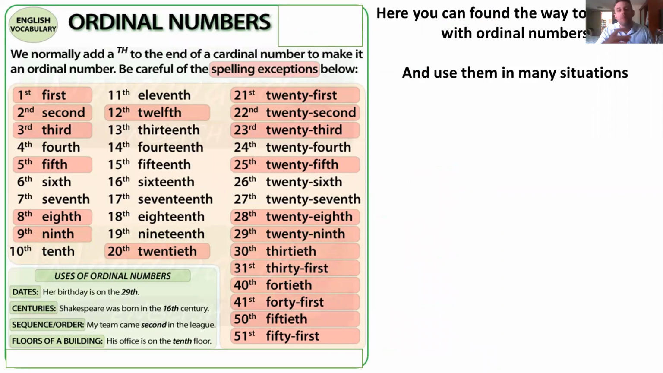It's around the same as you have in your book, but you have some little things different. So you can take a look on this and make a review. I think it will be useful for you. You can see on the right here, you can find the way to say dates with ordinal numbers and use them in many situations. Let's continue. So obviously you can click on pause and make your review properly.